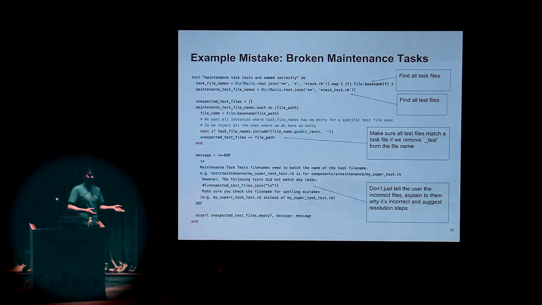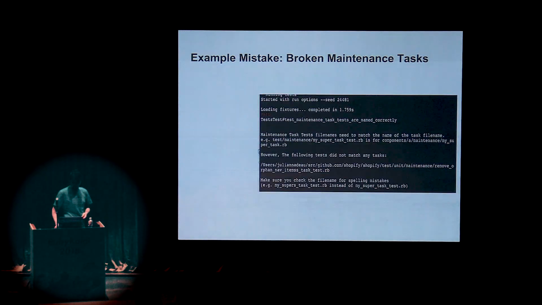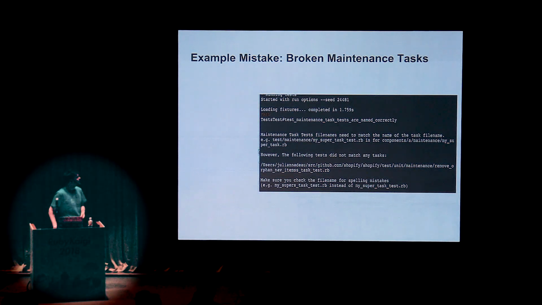So the code is actually not perfect, because the structure and formatting of the code is just as important as everything else. And so we don't just tell the user, hey, this is wrong. We also explain why it's incorrect and suggest resolution steps. And those last two are very important. And this is what it'll look like in a proper failure. You explain what the problem is. Maintenance task test file names need to match that of the actual task. And so test maintenance my super task test is for my super task.